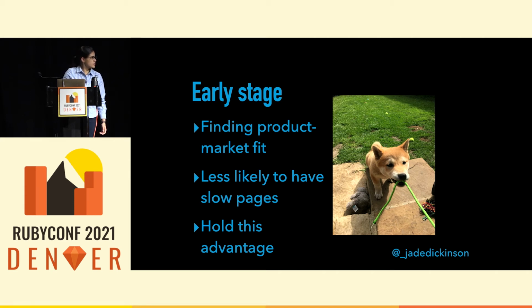In an early stage product, you're probably finding product market fit. Frankly, I think it's unlikely that you will have slow pages unless you've got some very computation-heavy operations. The idea here is that you want to hold the advantage that you have at this point. In a talk that my old boss, the CTO of CarWow, did about scaling a startup from very small to a larger business, he said that if you can establish performance targets early on, that's a really good thing to do.